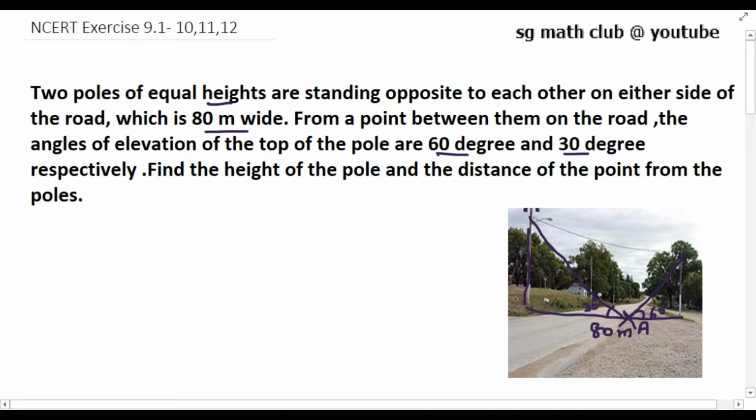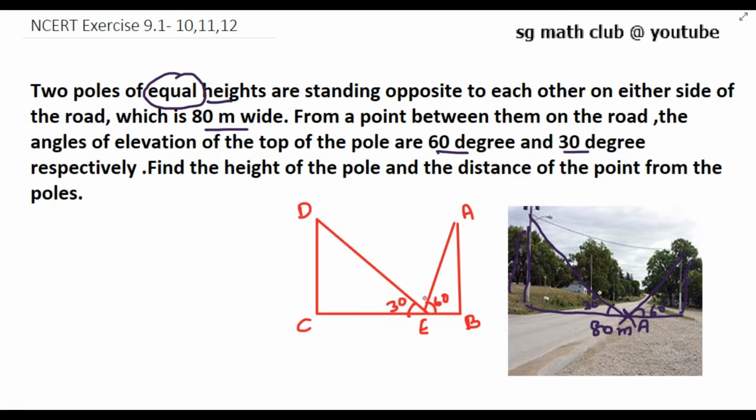So we need to find the height of these two poles. But already they have given that the two poles are of equal heights. So this is the right angle triangle. We can see two right angle triangles here. The figure you can draw like this. Two poles of equal height, let it be H.